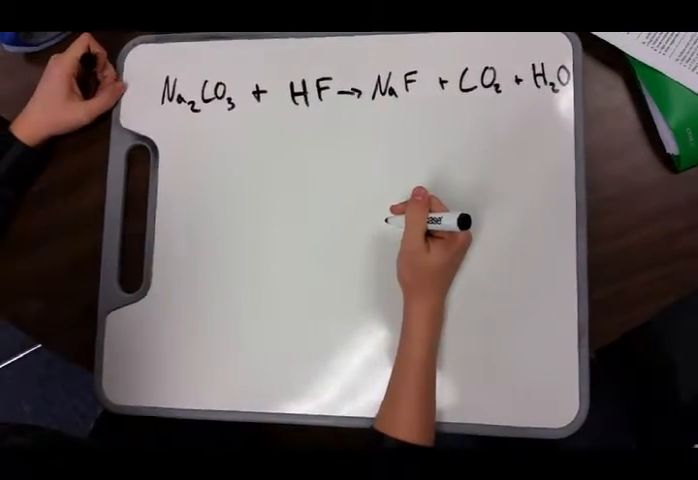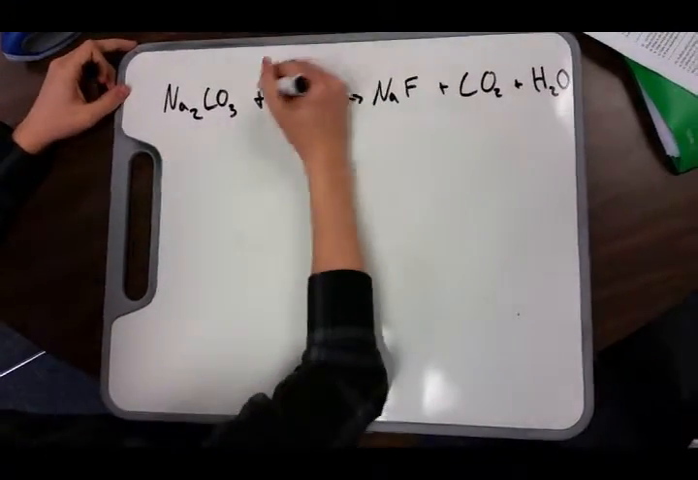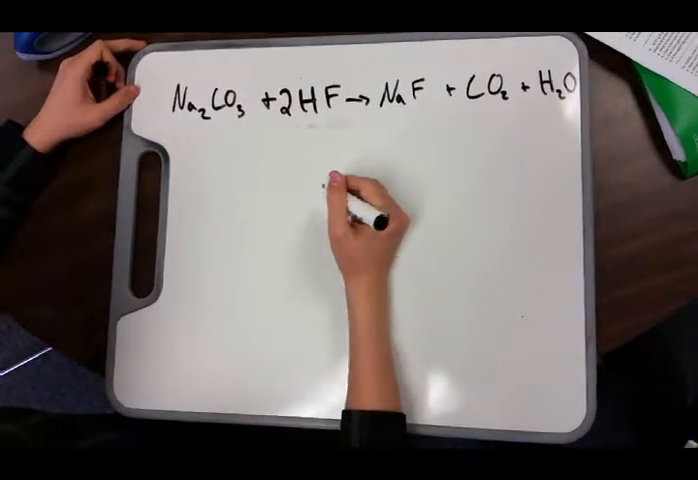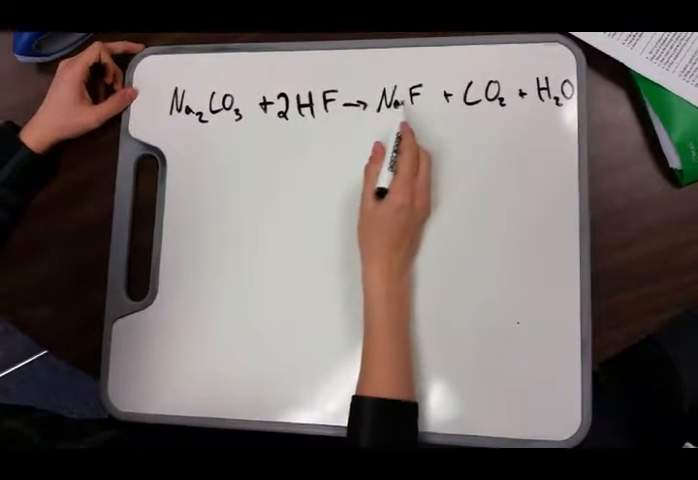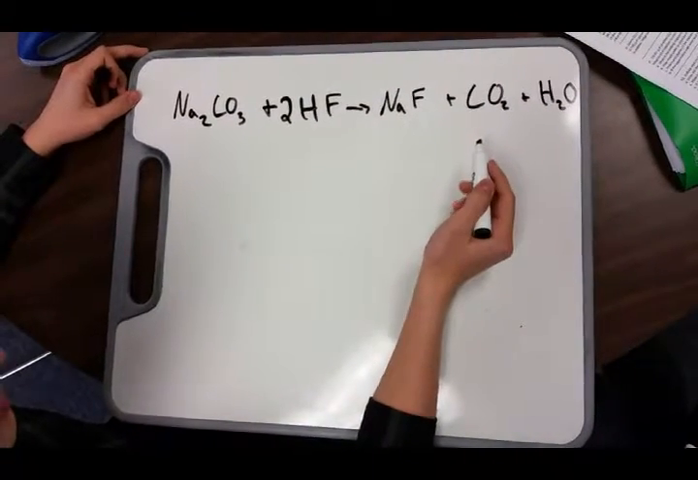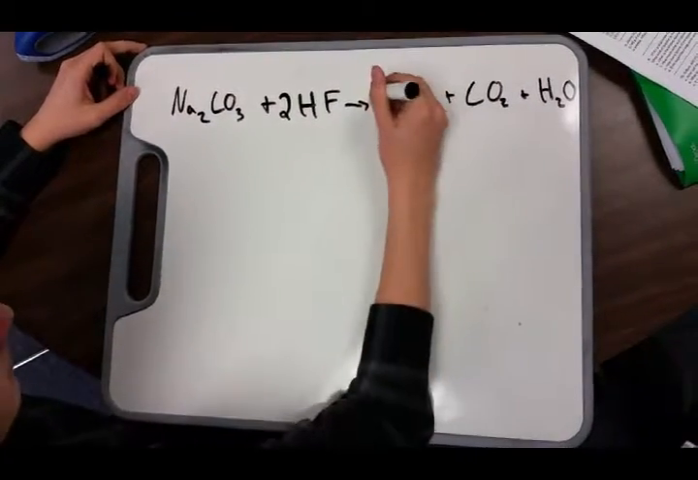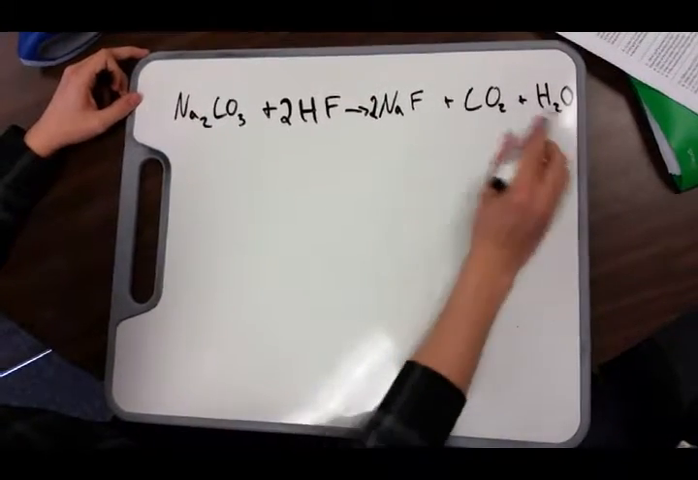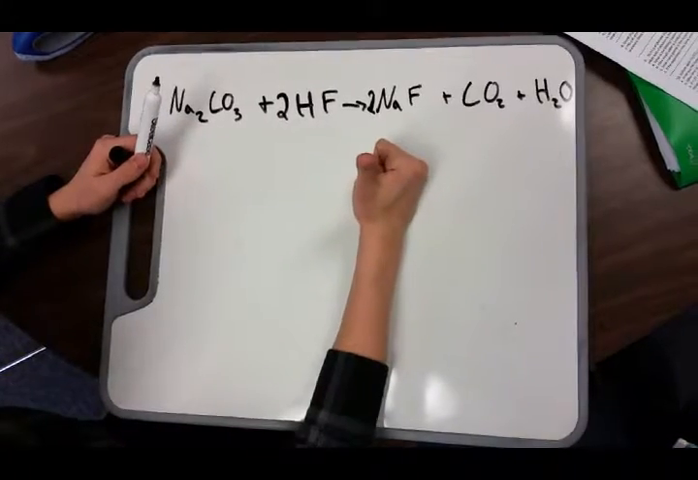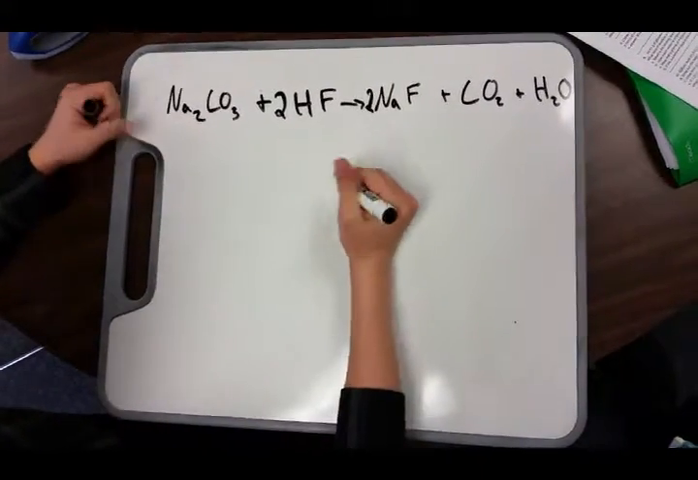So the first thing we want to do in this situation is balance the chemical equation. We see that there are two hydrogens on the right side, so we want to put a 2 in front of the hydrofluoric acid. And then we see that there are two sodiums on the left side, so we want to put a 2 in front of that sodium fluoride.